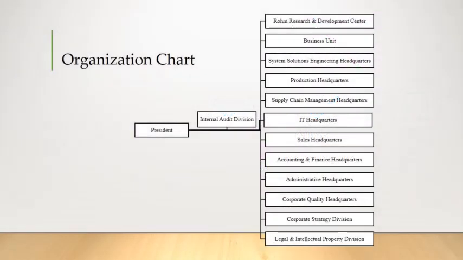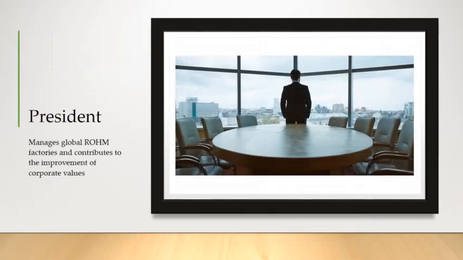The organization consists of a president as always, an independent audit unit, and other units on the right, which specialize in company functions. In this presentation, we will only focus on the job description of some important units, which are most related to production planning and control. We will start with the president, who manages the global ROM factories and contributes to improvement of the corporate values.